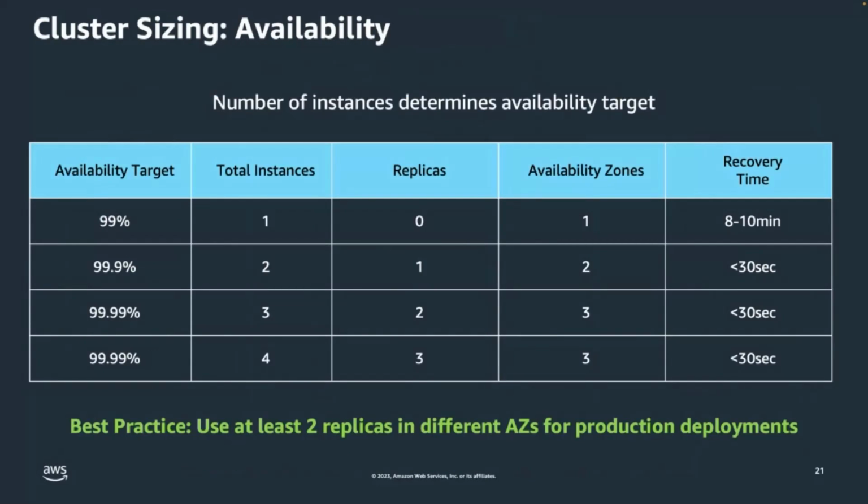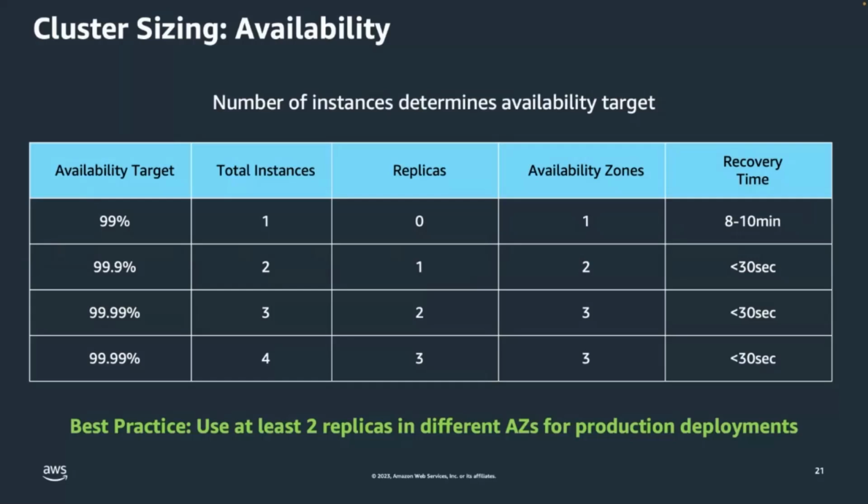When it comes to the number of instances in a cluster, it is determined by your availability target. If your availability target is just 2 nines, you can be happy with just one instance. The recovery time in this case is about 8 to 10 minutes, because if that instance goes down for any reason, it takes around 8 to 10 minutes for a new instance to be provisioned and be available. And usually this is a good setup for a dev or test kind of environment.